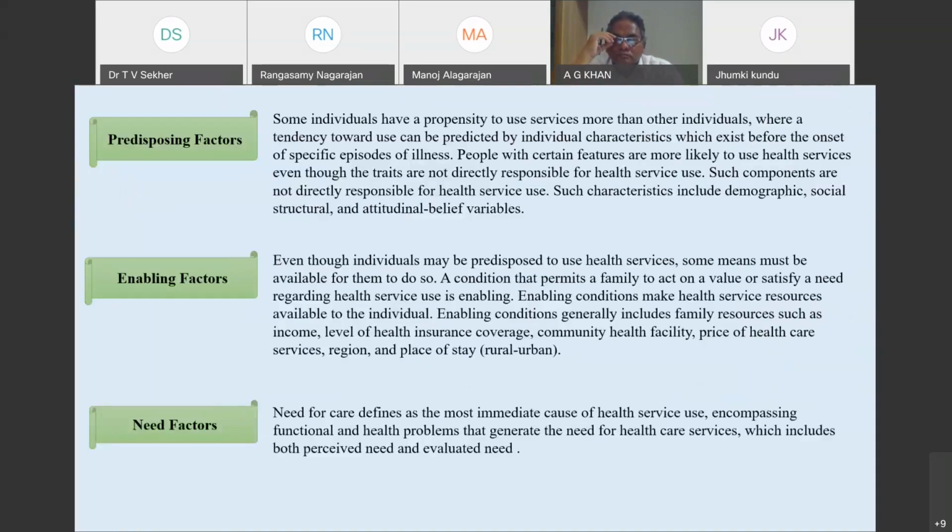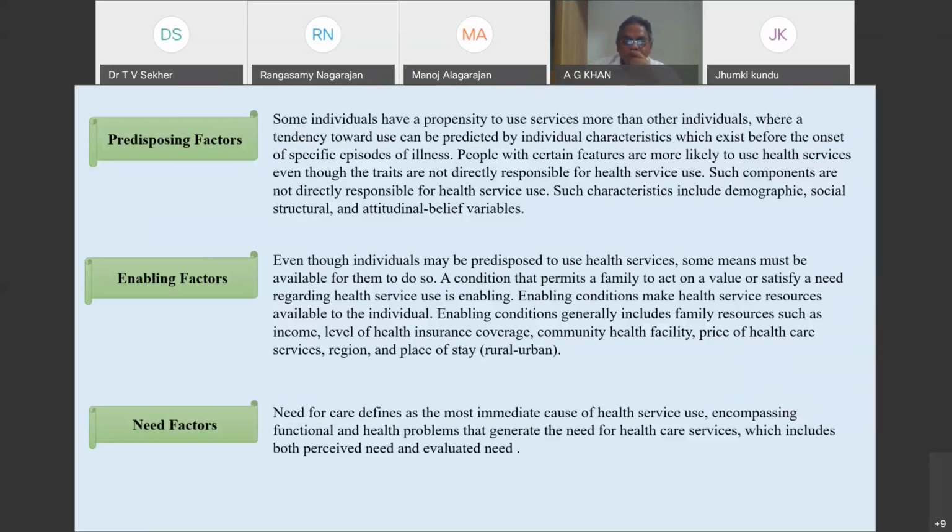What are the predisposing factors? Basically, some individuals have a propensity to use health services more than others, where a tendency towards use can be predicted by individual characteristics which exist before the onset of specific episodes of illness. People with certain characteristics are more likely to use health services even though the traits are not directly responsible for health service use. These predisposing factors include demographic and socio-structural factors and attitudinal belief variables.